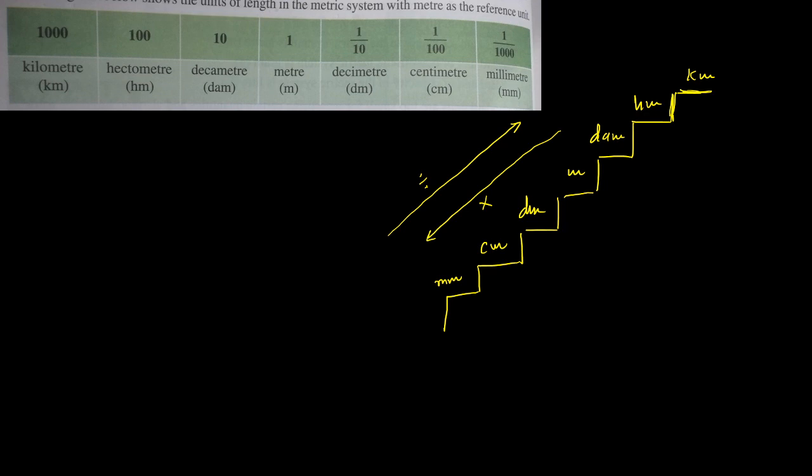So we will understand it later, but first you have to keep in mind that if we are going from top to the bottom, we have to multiply, and if we are going from bottom to the top, we have to divide. And for each stair, we have to divide or multiply by 10. For example, if we are going from bottom to the top, for one stair we have to divide by 10. If we are going 2 stairs up, we have to divide by 100.